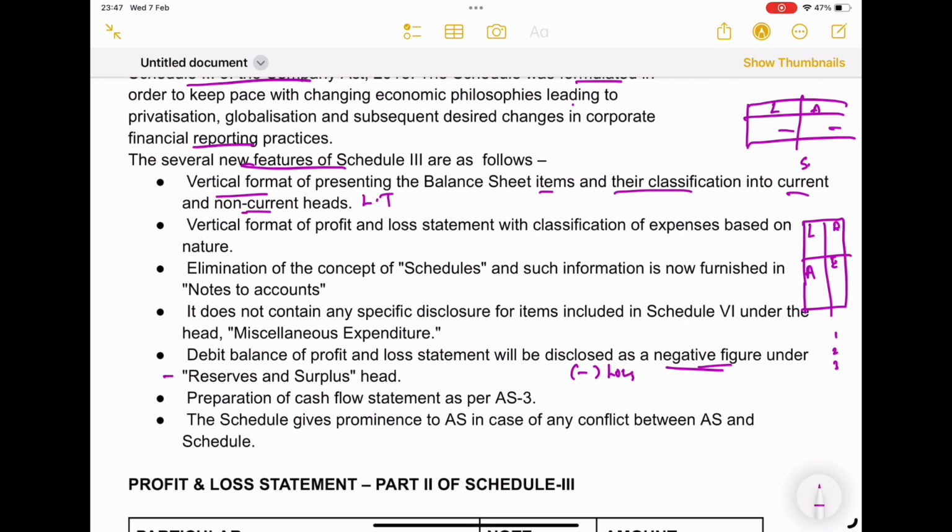Preparation of cash flow statement as per Accounting Standard 3. As I told you, as per AS 3 there are two methods. One is direct method, another one is indirect method. So the cash flow statement is not covered under corporate accounting. You will definitely learn this in management accounting, not in higher studies, next year exactly. If you are in final year, definitely you will learn about cash flow statement. Very easy concept. That is also very simple.